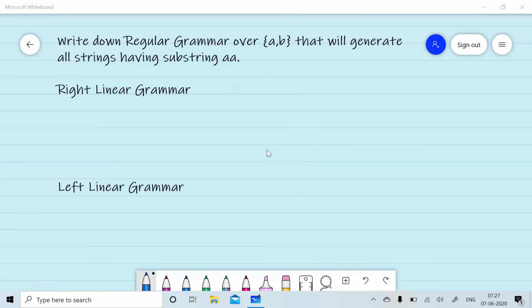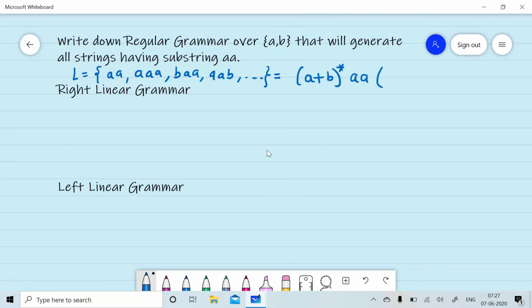Now suppose we want to generate a regular grammar over a and b that will generate all strings having substring aa. So the language L consists of the strings aa, aaa, baa, aab, and so on. Means we have two characters fixed as aa. Before these two characters, any combination of a and b can occur. After these two characters, any combination of a and b can occur.